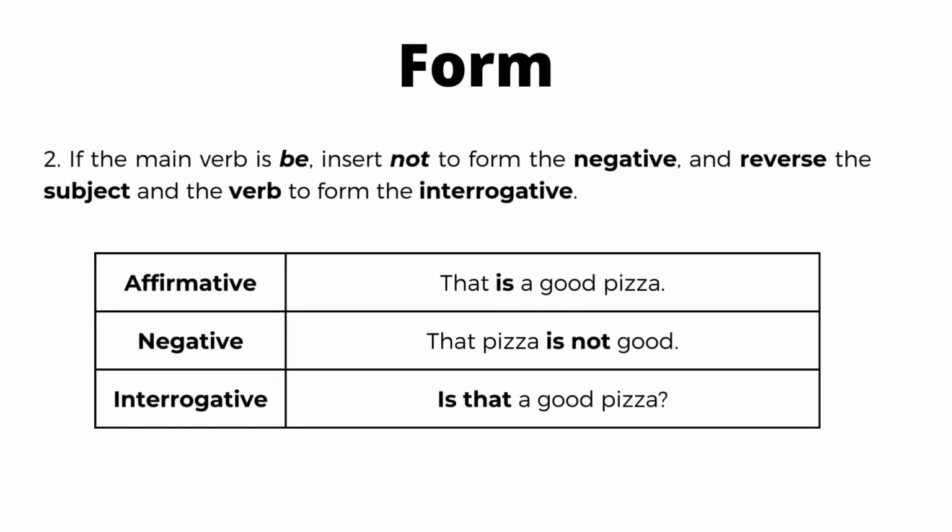If the main verb is be, insert not to form the negative and reverse the subject and the verb to form the interrogative. So in the affirmative, that is a good pizza. In the negative, all we have to do is insert not. That pizza is not good. In the interrogative, we reverse the subject and the verb to form the interrogative. Is that a good pizza?